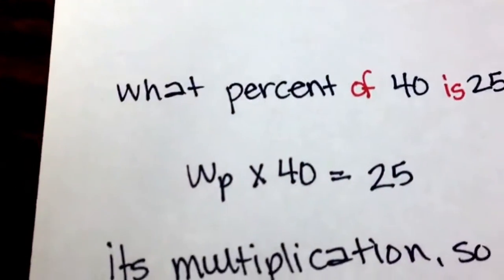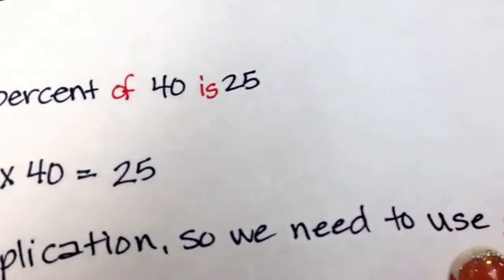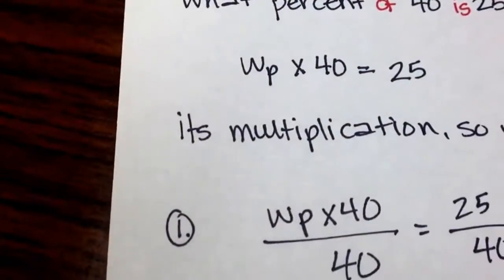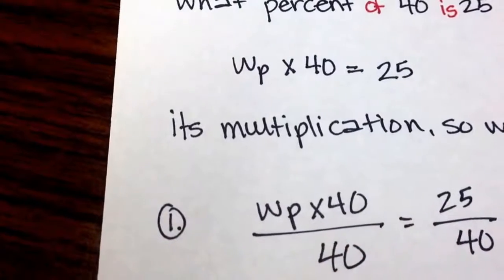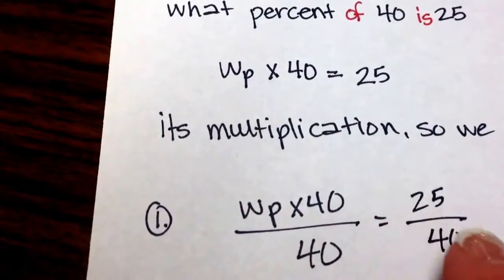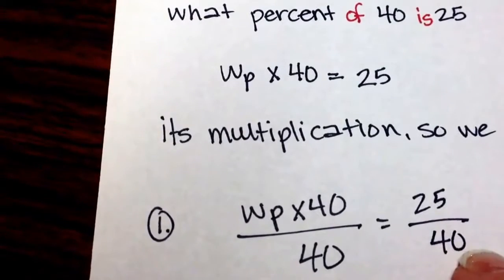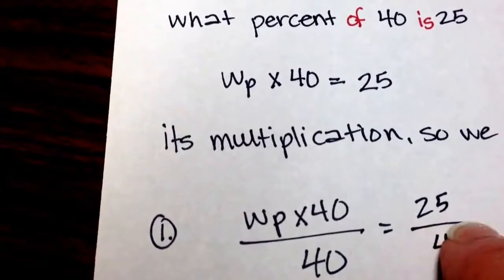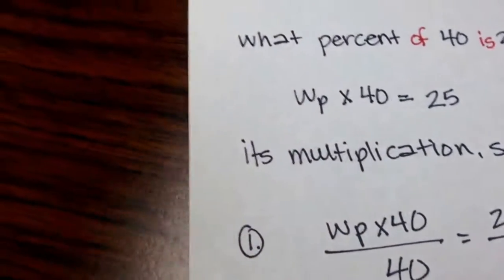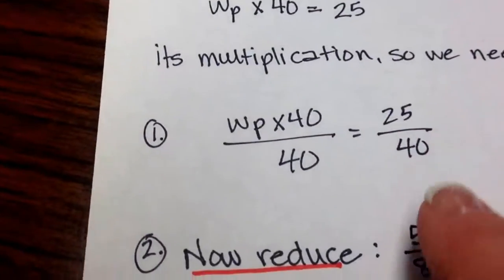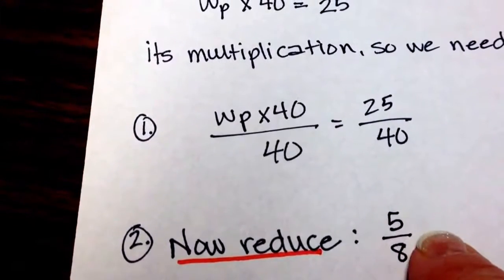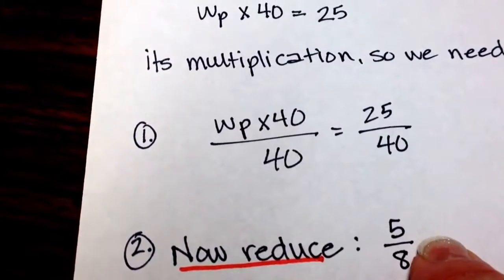Well, what do I need to do? It's multiplication, so we need to use division to solve. So I'm going to divide it. I'm going to set it up as a fraction, right? I'm going to put 25 divided by 40, because you remember that the fraction bar is also a division bar. Now, I'm going to reduce that down. I can reduce it down to 5 over 8. That just gives me smaller numbers, easier for my brain to work with.